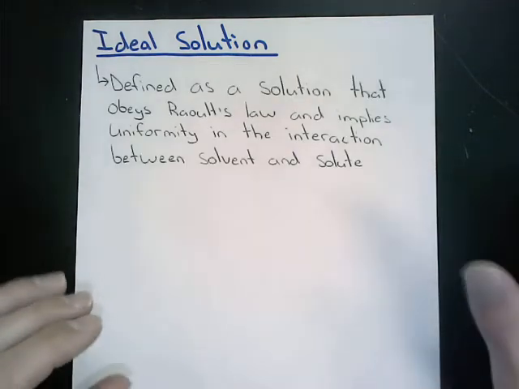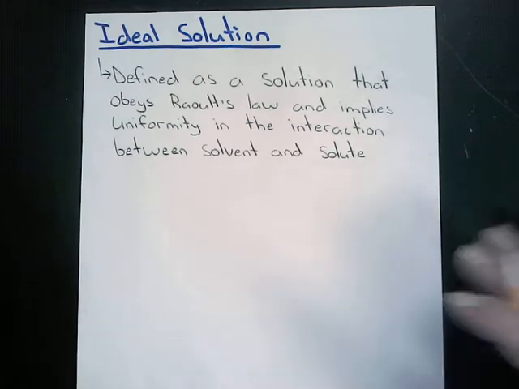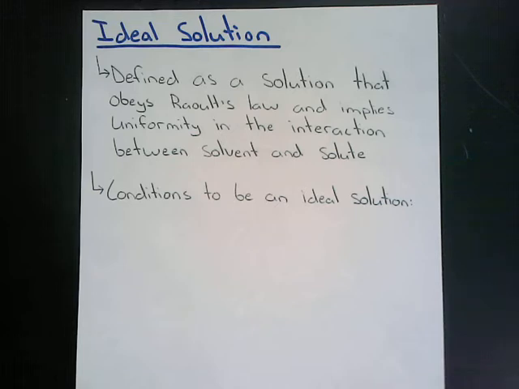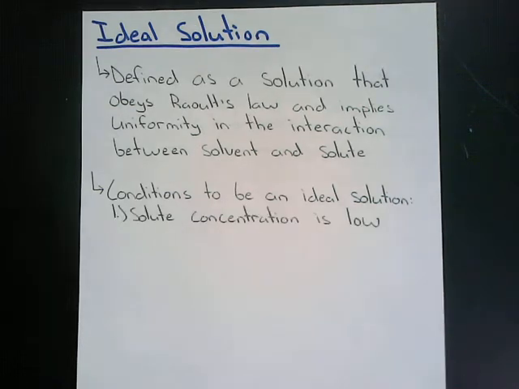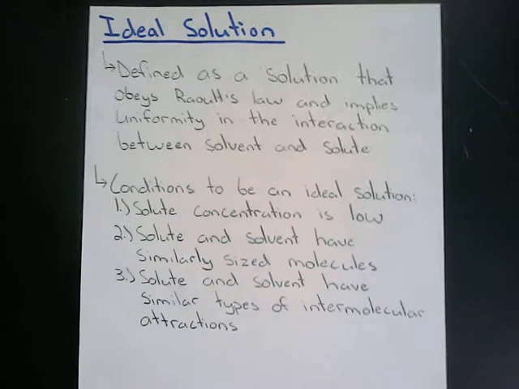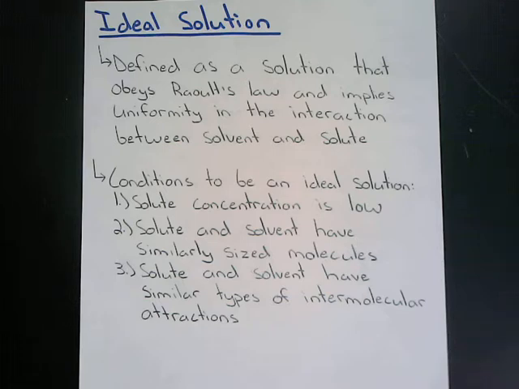Now, to be an ideal solution, there are a few conditions that must be met. The first condition is that the solute concentration has to be low. The second condition is that the solute and solvent have similarly sized molecules. And the third condition is that the solute and solvent have similar types of intermolecular attractions. All right, so I know we haven't talked a whole lot about intermolecular attractions, but basically what these conditions are saying is nothing can be crazy out of line.